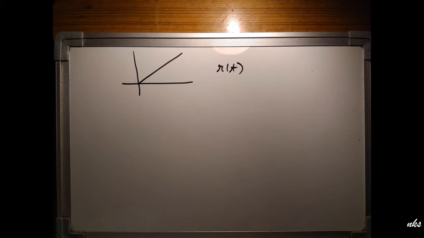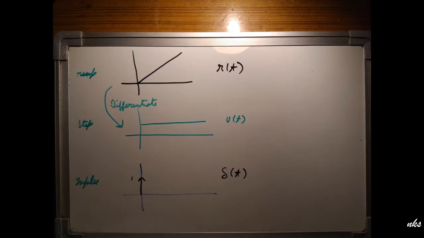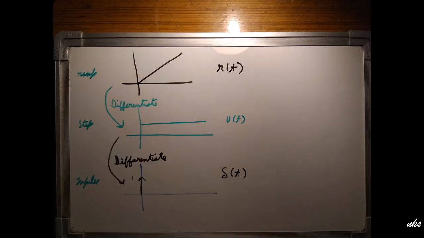See, there's a ramp signal, there's a unit step signal, there's an impulse signal. On differentiating the ramp signal, you will get the unit step signal. On differentiating the unit step signal, you will get the impulse signal. And now as we know this, the reverse is also true. That is, on integrating the impulse signal, we will get the unit step signal. On integrating the unit step signal, we will get the ramp signal. See, this is the key concept.